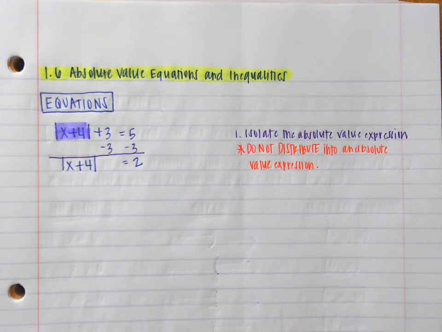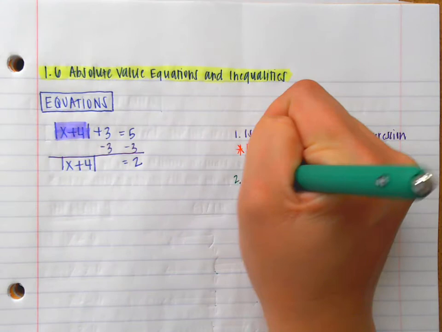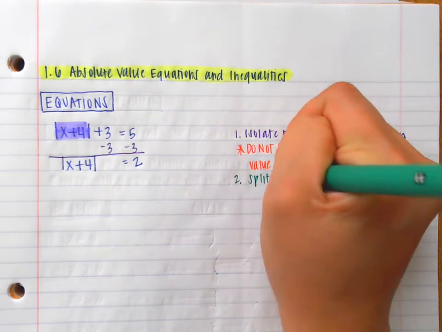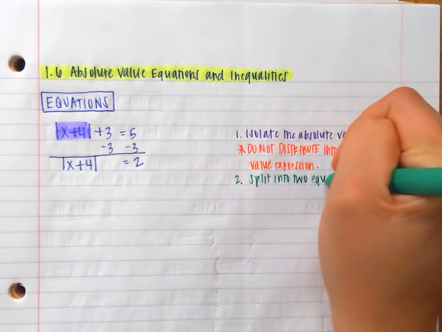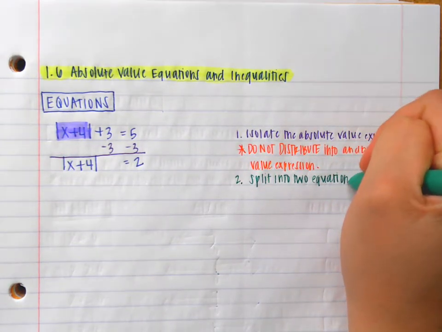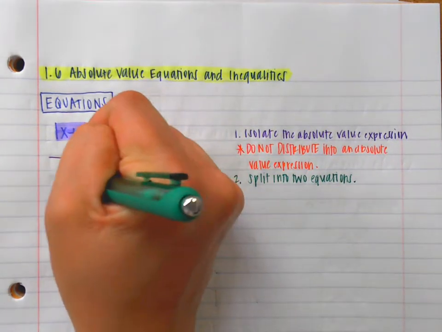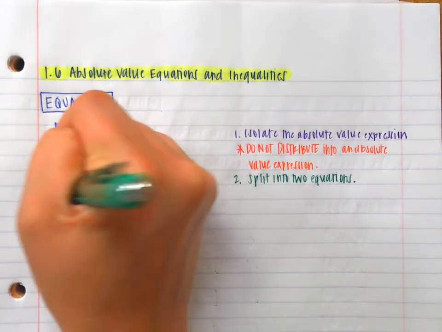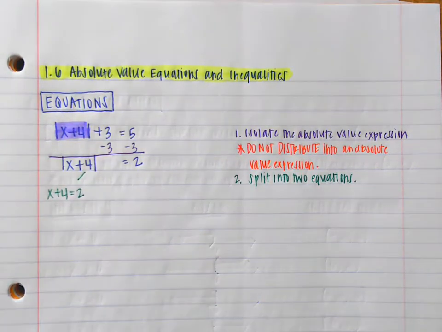Okay, so now once the absolute value expression is isolated, our next step is to split it into equations. So when we split it into 2 equations, we're getting rid of now the absolute value symbols itself. So one of them is going to be x plus 4 is equal to 2. Nothing changes. It's the exact same thing.